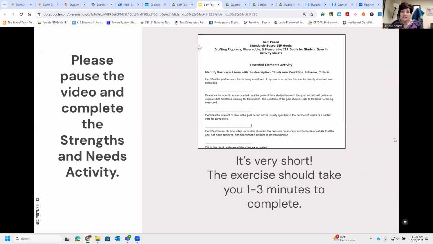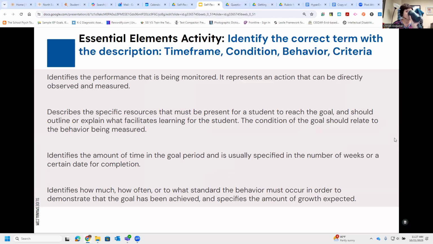One of the resources that you printed before you started the video is the Essential Elements activity. Please pause the video and complete the activity. It's very short. The exercise should take you about 1 to 3 minutes to complete. When you're ready, come back and resume the video. Let's go over the answers.